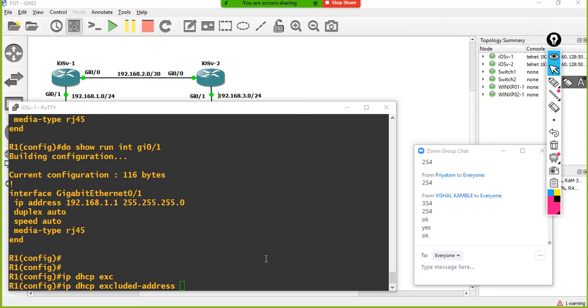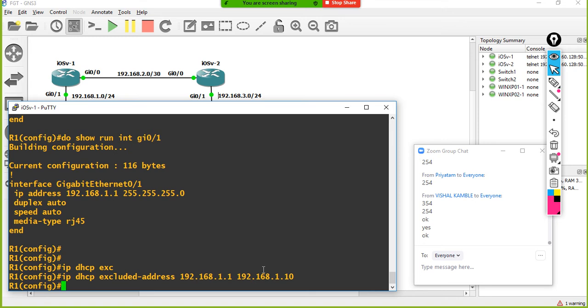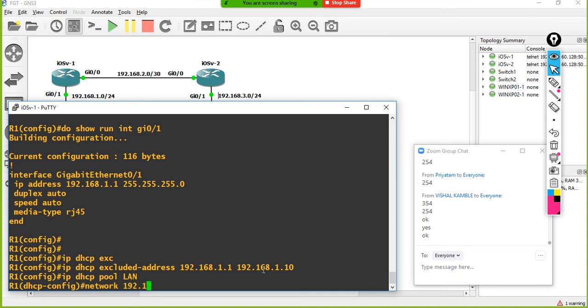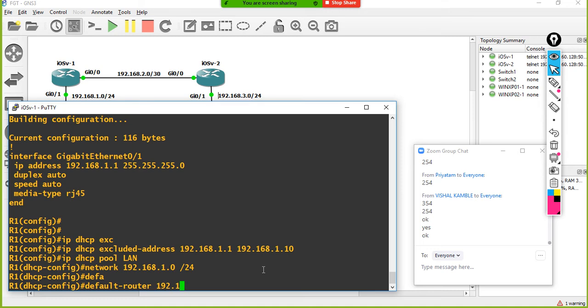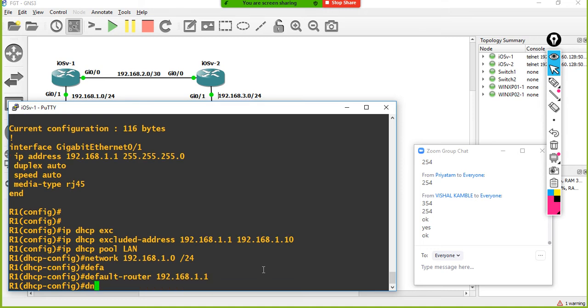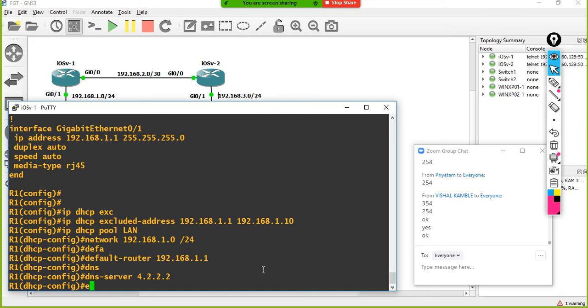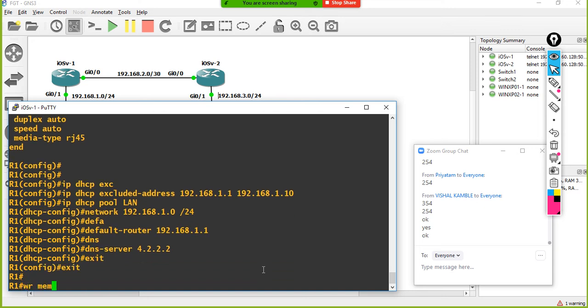IP DHCP excluded-address 192.168.1.1 to 192.168.1.10. Then after that, IP DHCP pool. Then we need to specify the pool. Let's say I have a pool, the name is LAN. We can give any name for that. Then network 192.168.1.0/24. Then default router 192.168.1.1. Then DNS server is 4.2.2.2. There you go. Save the configuration.